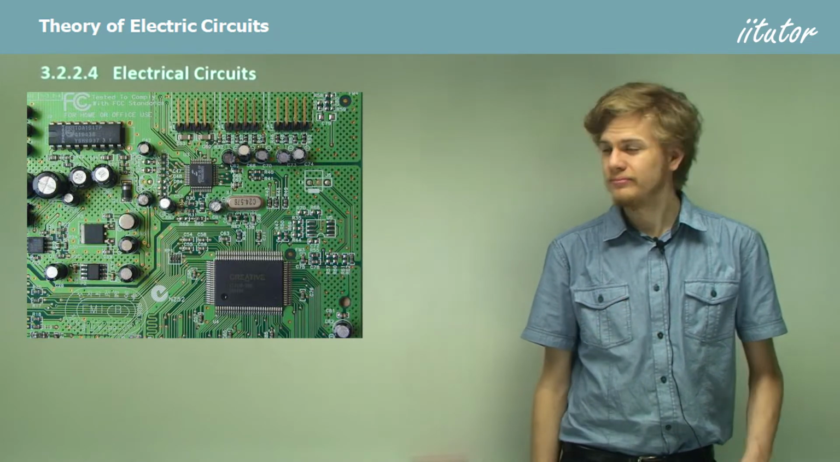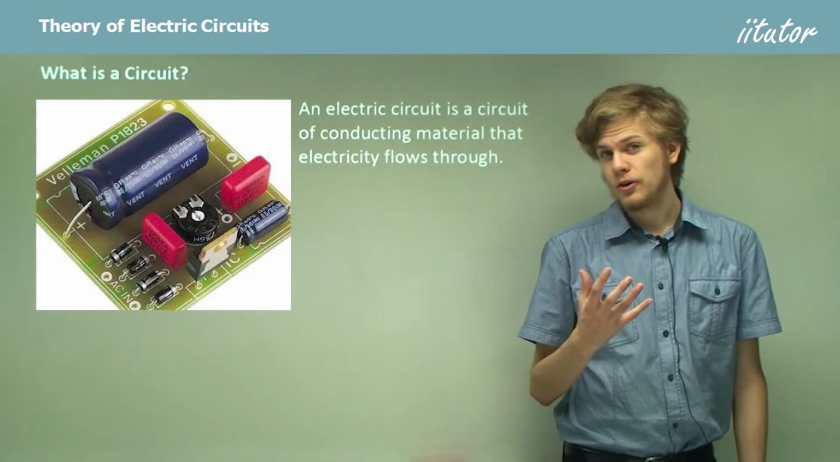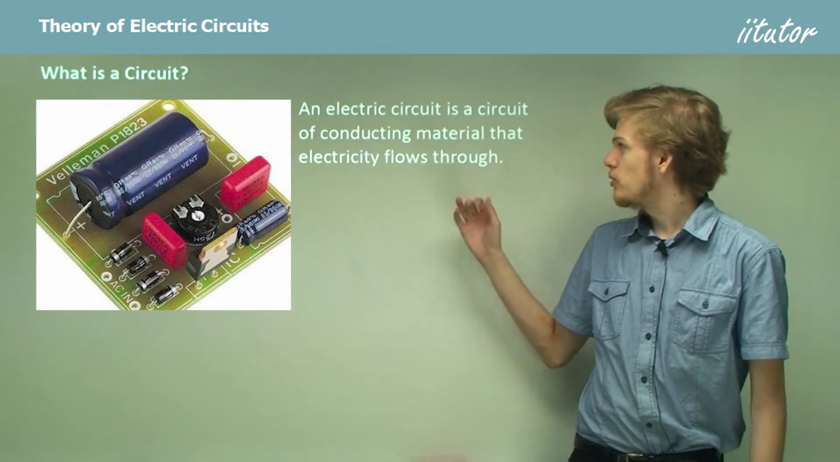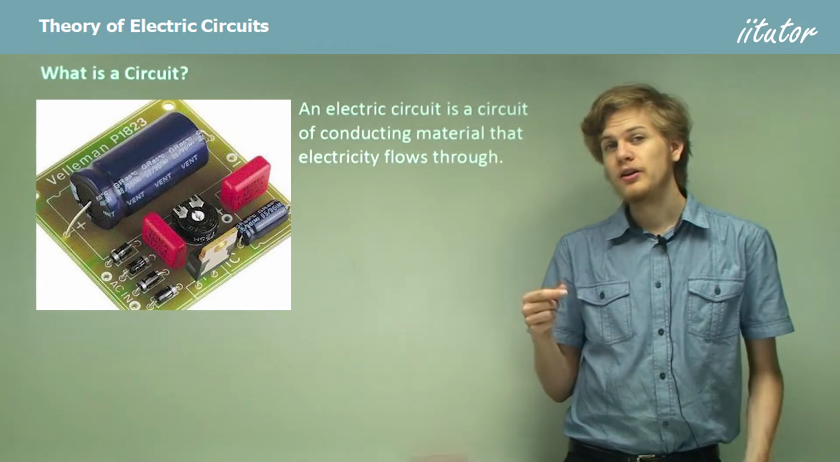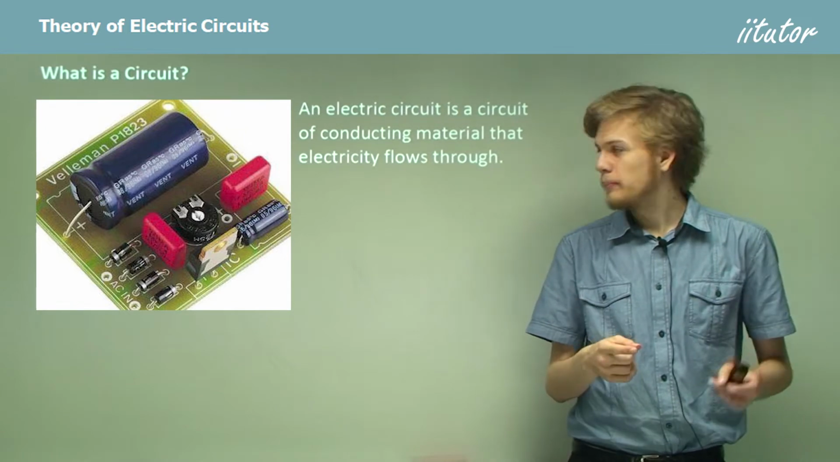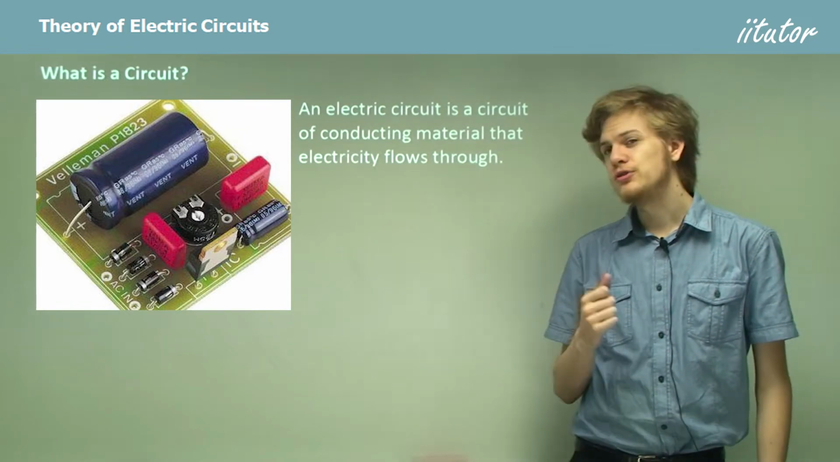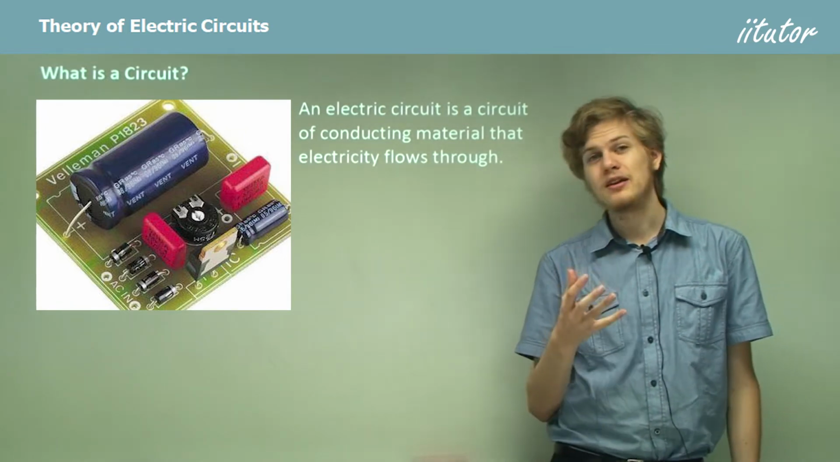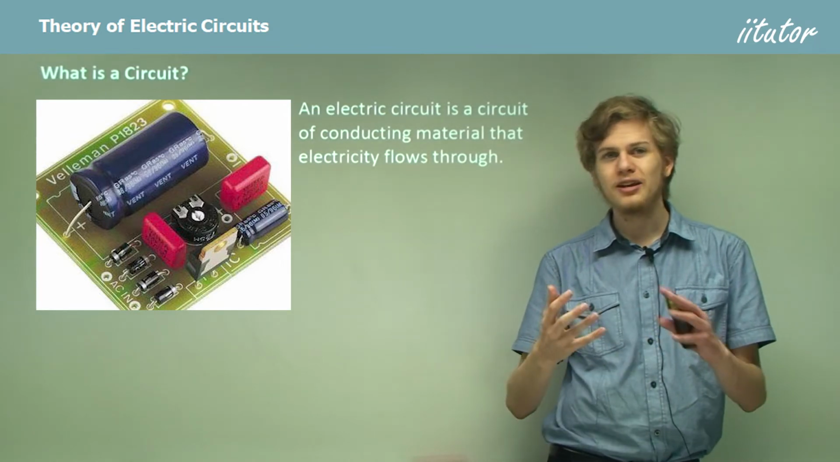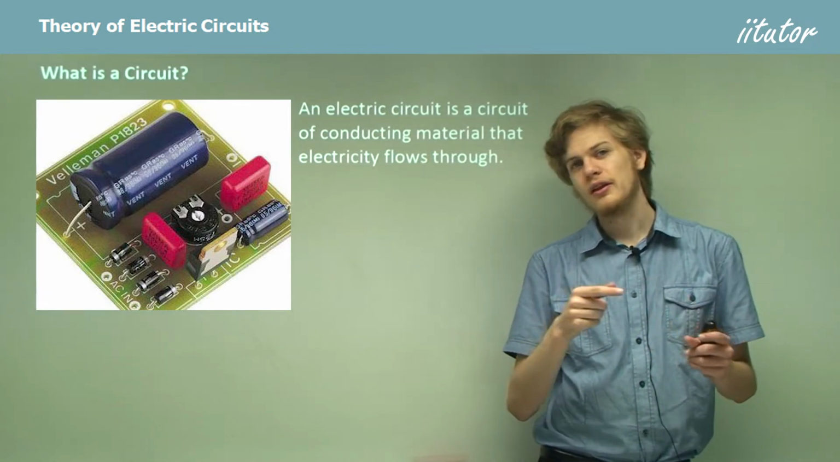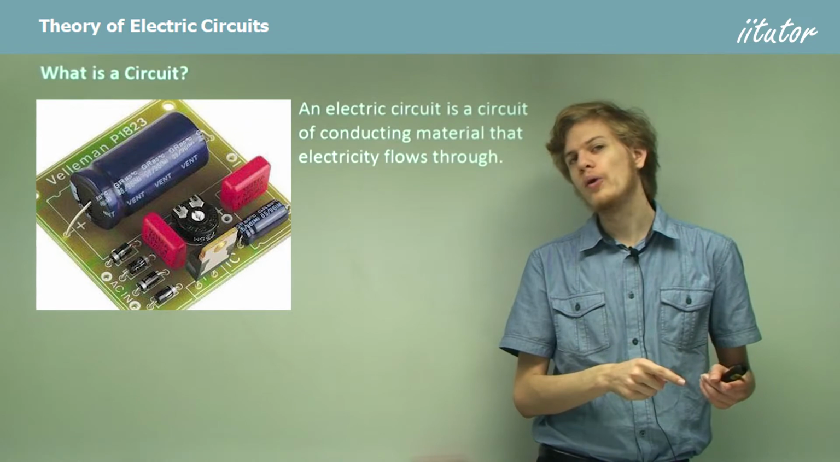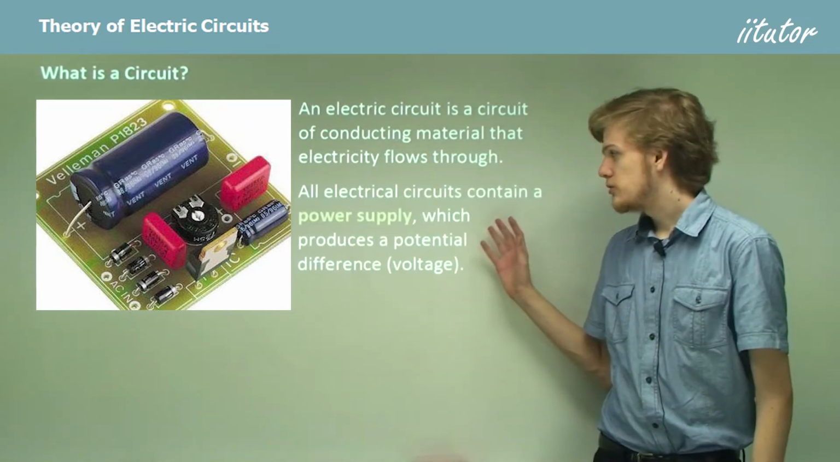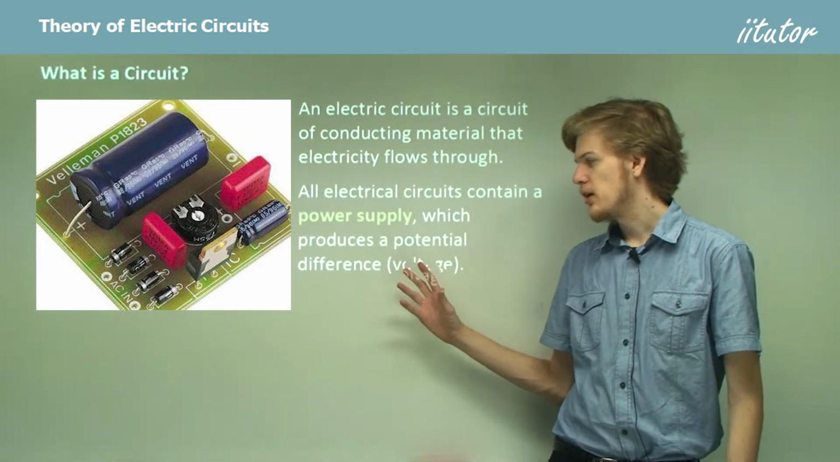Now, an electrical circuit is simply a circuit of conducting material, that is a circle or conducting loop, that electricity flows through. Of course, the wires making up this loop might end up being tangled or whatever. The point is, they form a complete circuit going all the way around. All electrical circuits contain a power supply.